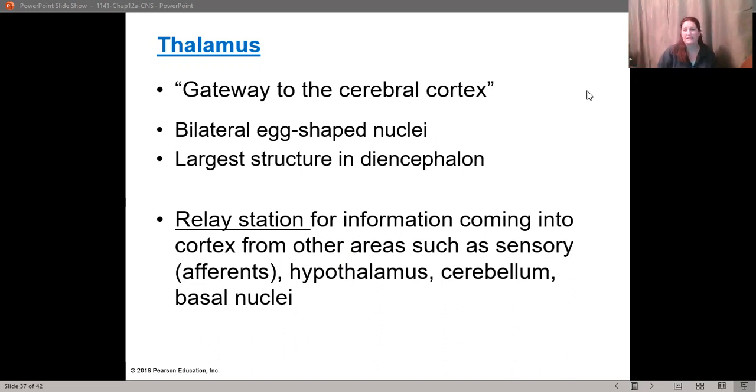Sometimes it will edit, actually, like 99% of information it receives, it edits out. It just doesn't pass it along. It doesn't reach the threshold, the importance level, the frequency of stimulation to get passed along to the cerebral cortex for evaluation. If it didn't edit out 99%, we would just be overwhelmed by the amount of sensory input. It can also take sensory information from areas such as the hypothalamus and the cerebellum and basal nuclei and send it elsewhere in the brain as well.